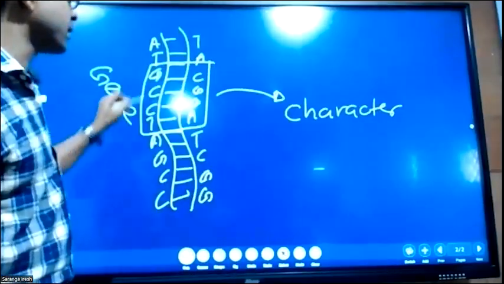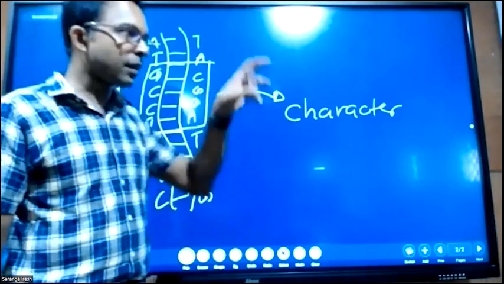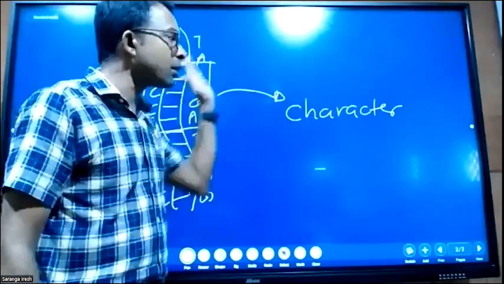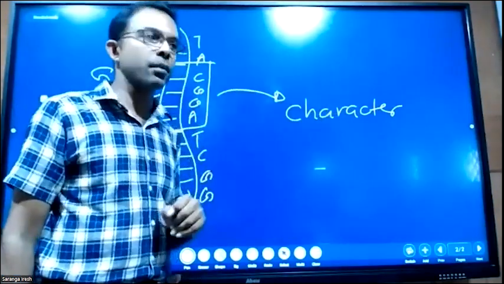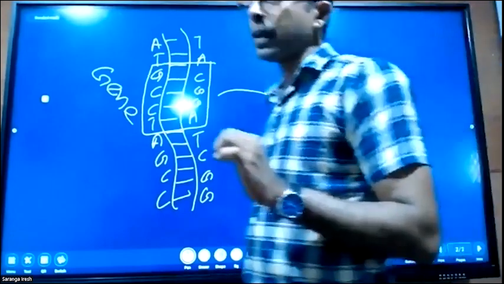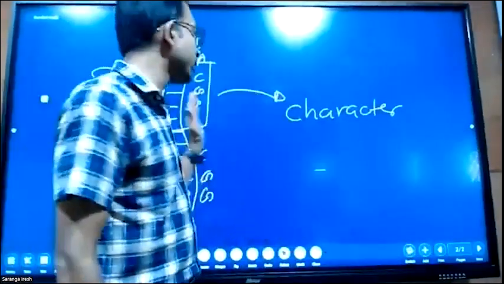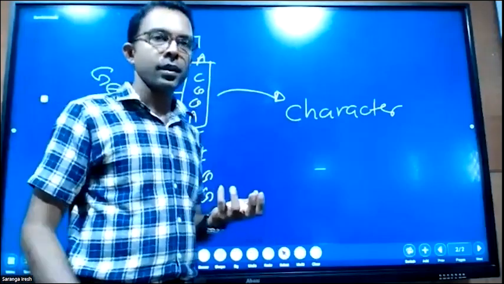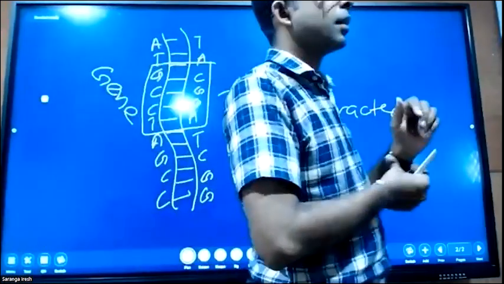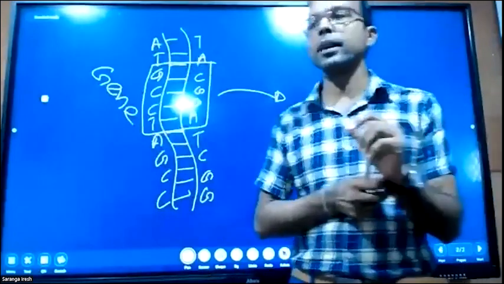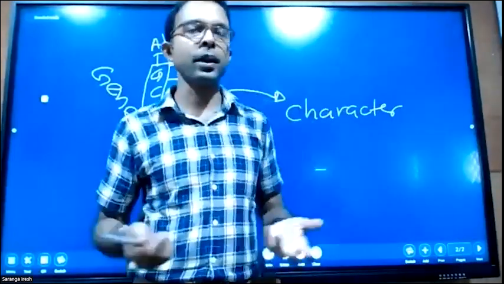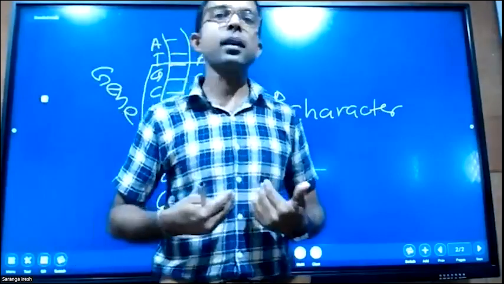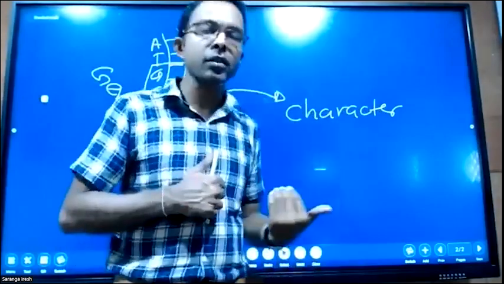A specific region of the DNA molecule which is responsible for creating a character in the organism is called the gene. What are the characters we have? We have characters like hair color, eye color, skin color, height of the body, and appearance. They are all characters, and these characters are determined by our genes.